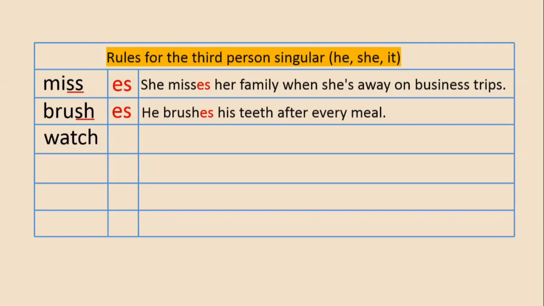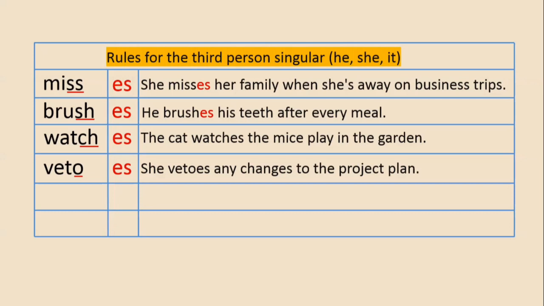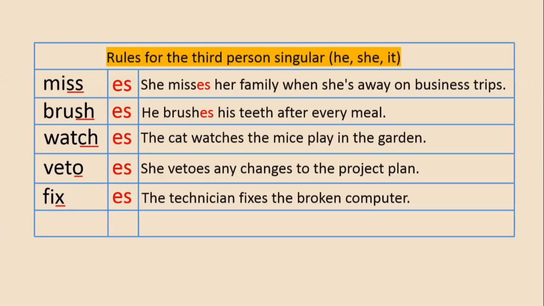The next one, watch. If our verb has got ch, once again we put es. For example, the cat watches the mice play in the garden. If our verb has got o, again we put es. For example, she vetoes any changes to the project plan. If our verb got x, again we put es. For example, the technician fixes the broken computer.